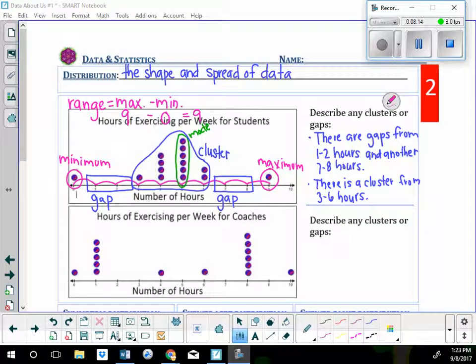Tatum, tell us something about this piece of data, or this line plot. There are gaps from 2 to 3 hours. Gaps from 2 to 3 hours, for 5 hours, for 7 hours, and for 9 hours. Yeah, so we have these spots without data in between other pieces of data. So we have several gaps. Thanks, Tatum.